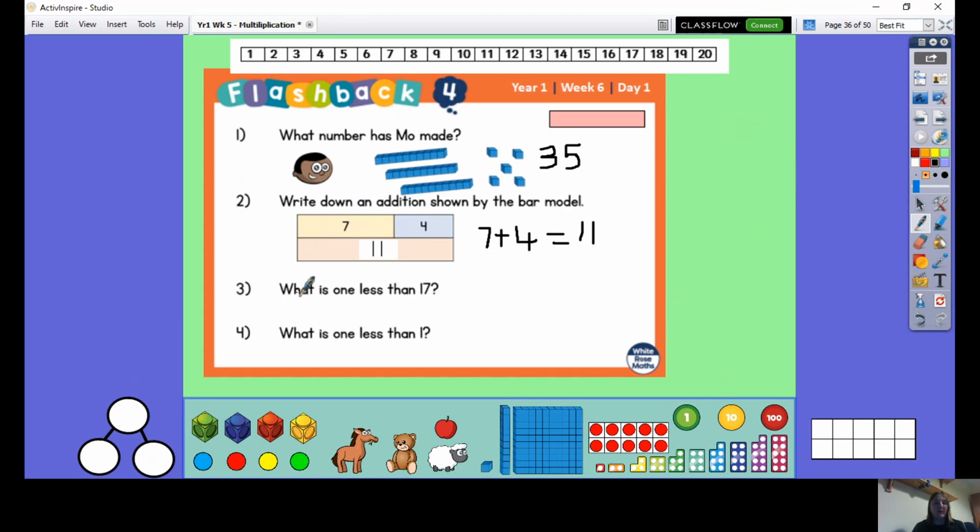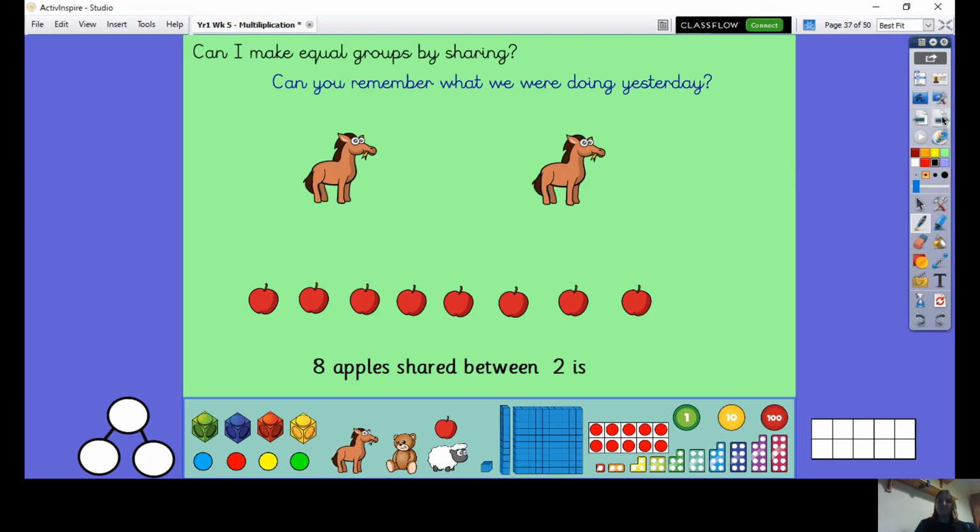So this one here, what is 1 less than 17? So I've got 17, what's 1 less? If I wasn't sure, I could use my number track. So 1 less is 16. And then here, what is 1 less than 1? Now, I haven't got it on my number track here, but we know if we've got 1 and we take 1 away from it, it is 0. Fantastic. I can hear you all shouting at me there.